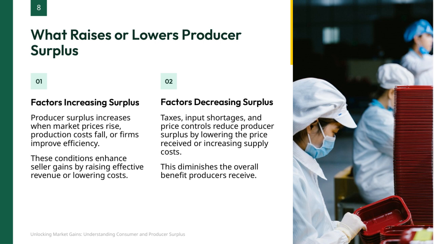On the flip side, producer surplus decreases due to certain challenges. Taxes, shortages in input materials, and price controls all can lower the price producers get or raise their costs. These issues cut into the profits that producers typically enjoy, reducing the surplus. Understanding these dynamics helps us see how market conditions directly impact producer outcomes.